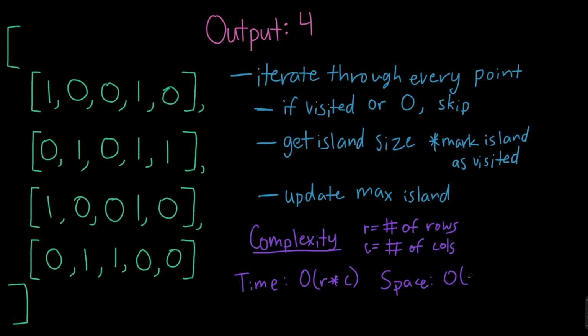So let's talk about why each of these are. Okay, so for the time complexity, clearly here we're iterating through every point. How many points are there in our grid? Well, it's going to be r times c points, right? Because we have r rows right here. R rows. And then we have c columns right here. So there are r times c points that are present here. So that already tells us that we are O of r times c.